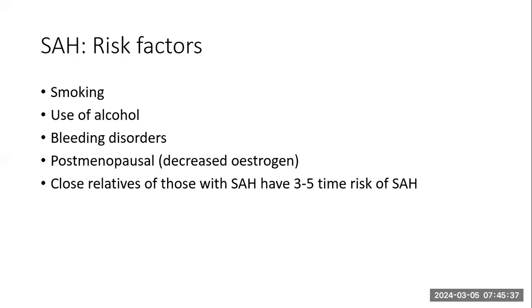Smoking is a risk factor, as was stated in this patient. Use of alcohol, bleeding disorders, for women, postmenopausal, and decreased level of estrogen. And for those who have close relatives that have subarachnoid hemorrhage, they are about 3 to 5 times at risk of a subarachnoid hemorrhage.